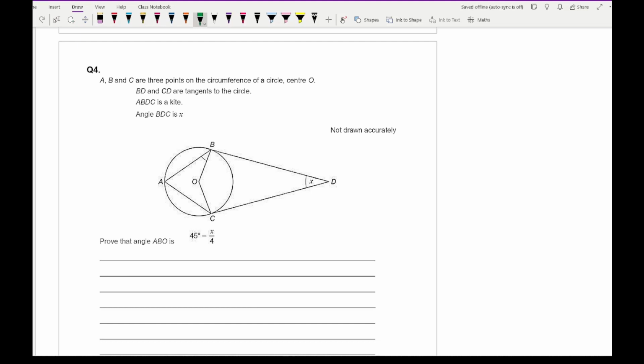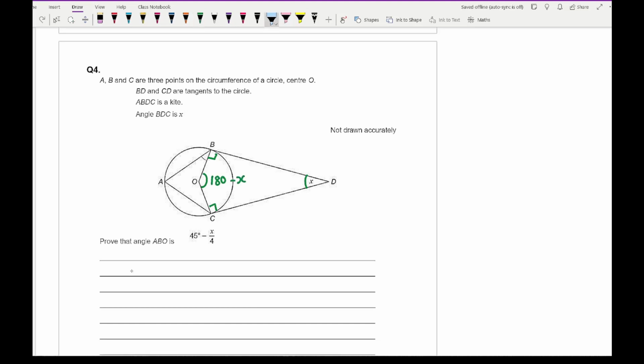So looking at this from the diagram and knowing that OB and OC are radii and CD is a tangent, as well as BD, then these angles here are going to be 90 degrees, which means that this angle here plus this angle X is going to add up to 180. So this angle here is 180 minus X.